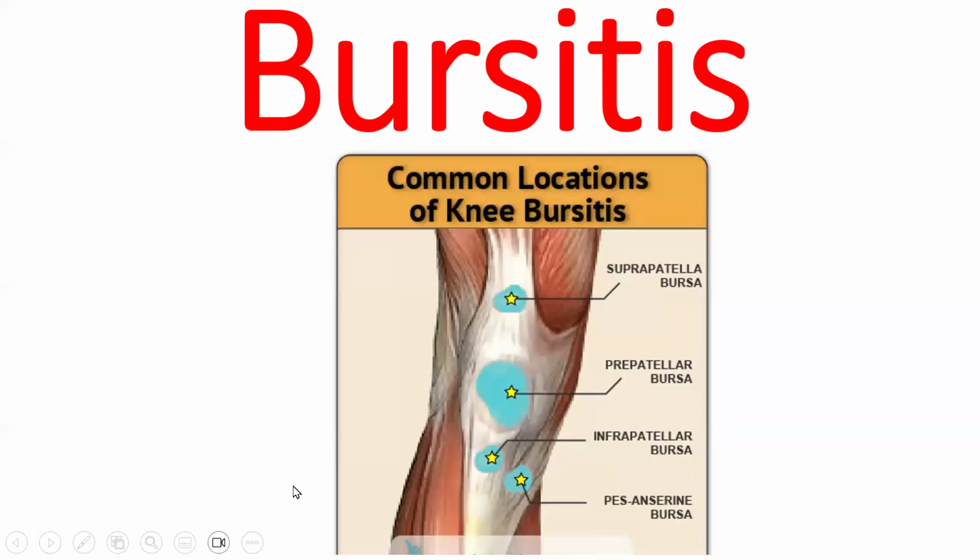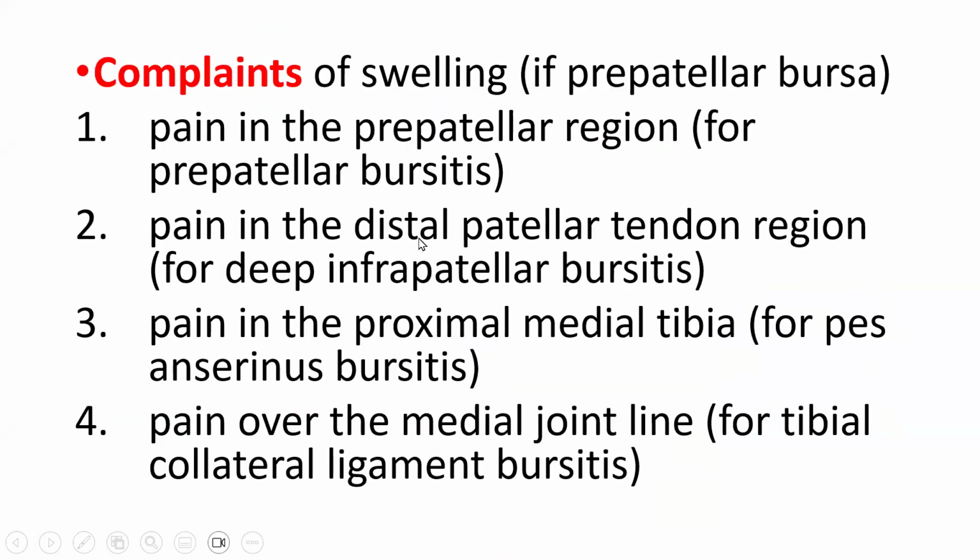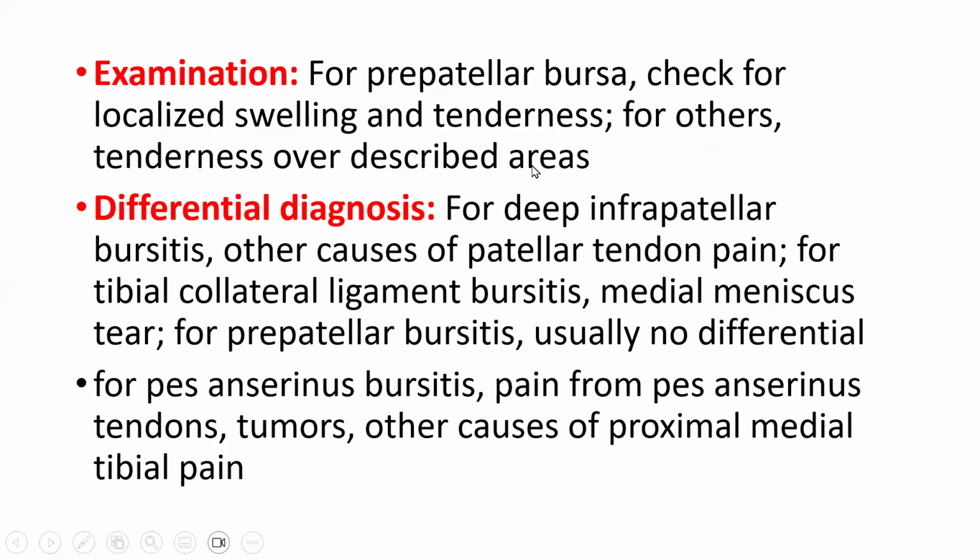Bursitis: there are many areas around the knee in which you have bursitis, inflammatory areas with bursae, which were meant to soften the range of motion. These can become inflamed and painful. So they can have pain in the prepatellar region, pain in the distal patella tendon region, which is due to deep infrapatellar bursitis, pain in the proximal medial tibia, the pes anserinus bursitis, and pain over the medial joint line for tibial collateral ligament bursitis. You examine them, check this localized tenderness, and you give them anti-inflammatories. If they don't improve, you can infiltrate around the area with cortisone, of course.